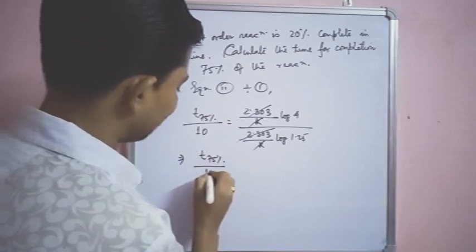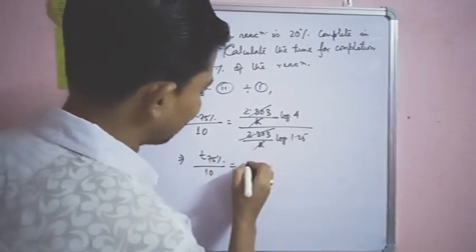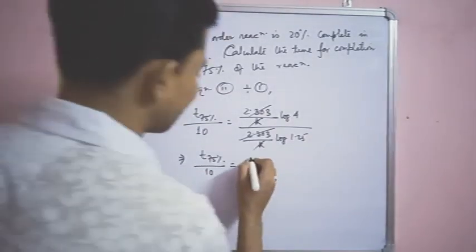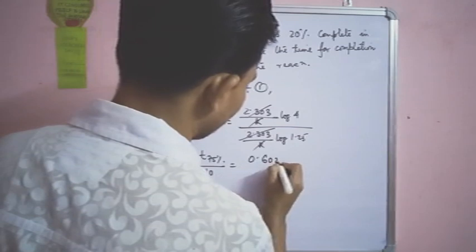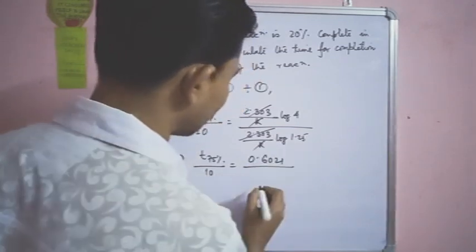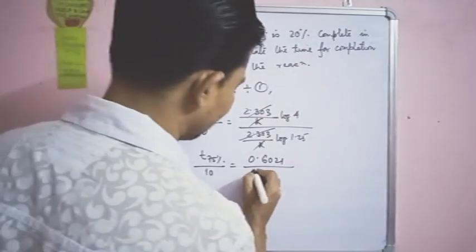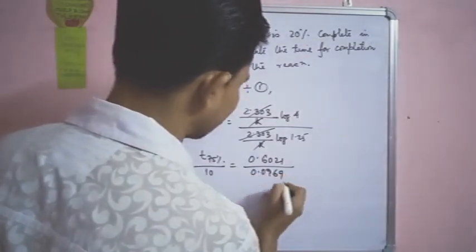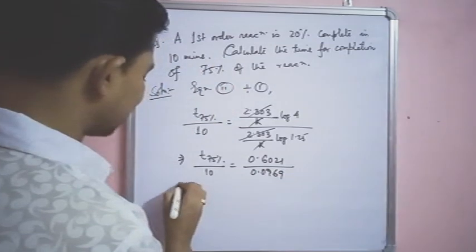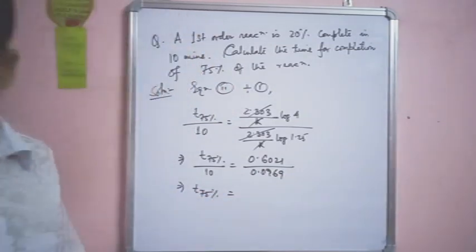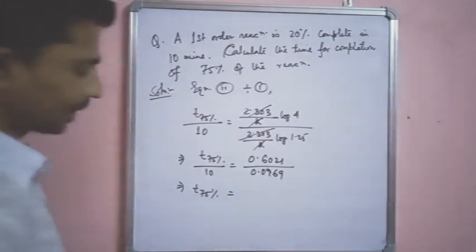So t 75% divided by 10 is equal to log 4 का वैल्यू है 0.6021. Log table will be provided. And log 1.25 का वैल्यू कितना है 0.0969. Okay. So t 75% comes out to be is equal to 62.14 minute.